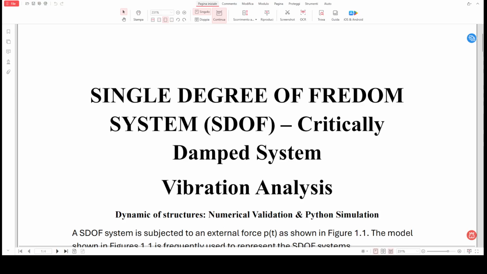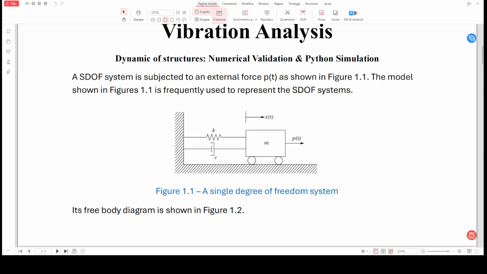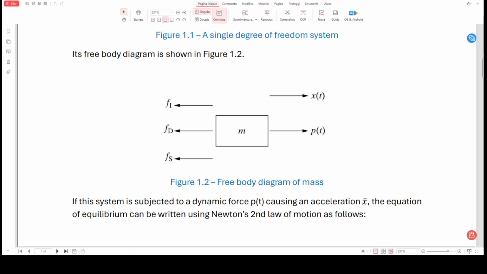Good morning. Today we will look at a single degree of freedom system for the case of a critically damped system. To explain this case, we can refer to figure 1, used to represent the SDOF system, where there is the mass m subject to a dynamic force P(t) causing an acceleration, the second derivative of x with respect to t.